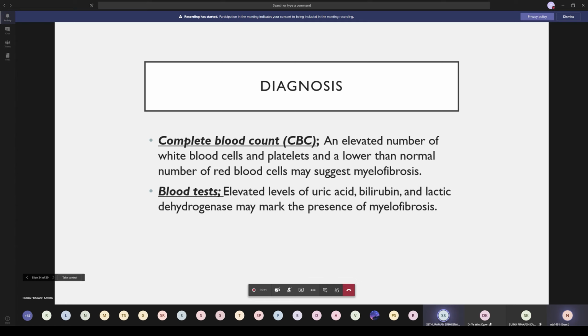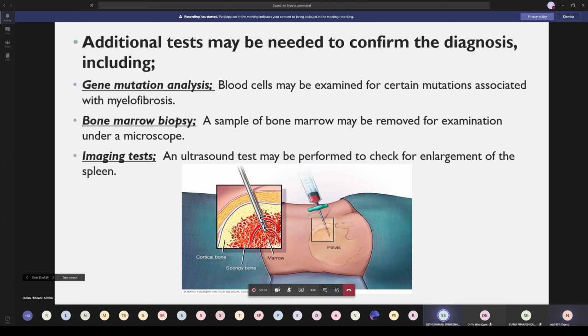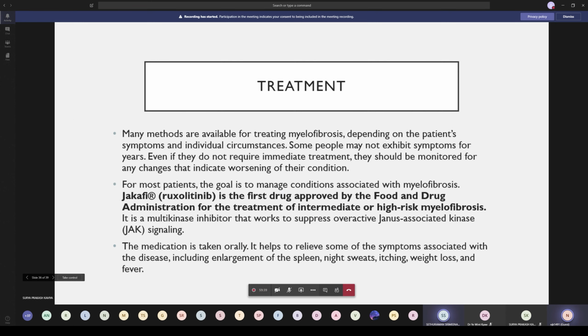It is diagnosed by the number of blood cells, which may suggest myelofibrosis. Even gene mutation analysis, bone marrow biopsy, imaging tests are done to diagnose primary myelofibrosis. People with primary myelofibrosis have been previously diagnosed with polycythemia or essential thrombocythemia.